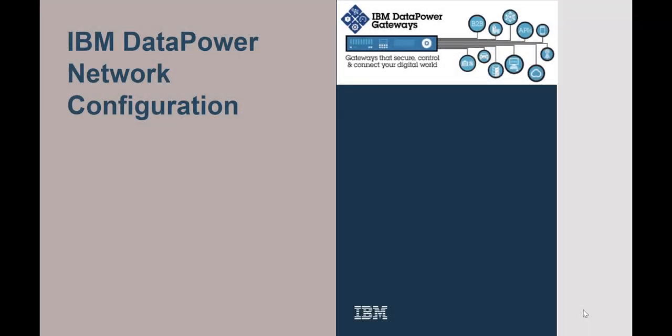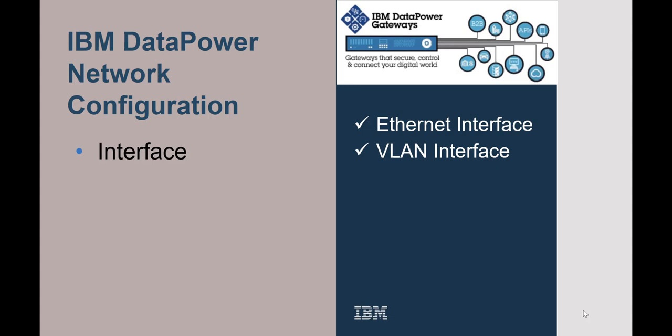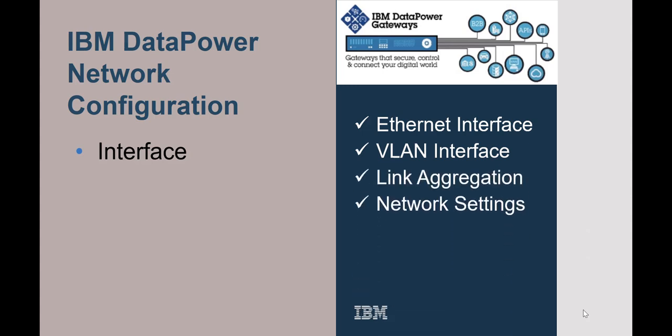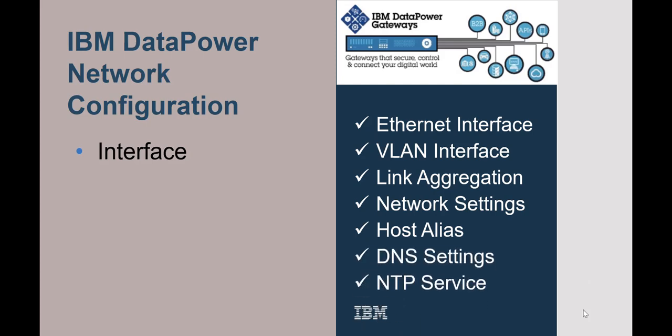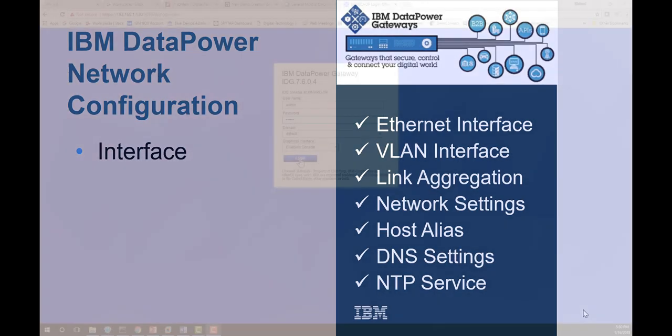In this demo, we're going to take a look at the IBM DataPower network configuration. Specifically, we're going to take a look at the interface category. Inside that category, we have the configuration objects for Ethernet interface, VLAN interface, link aggregation, network settings, host alias, DNS settings, and NTP service. So let's go ahead and get started with the demo.